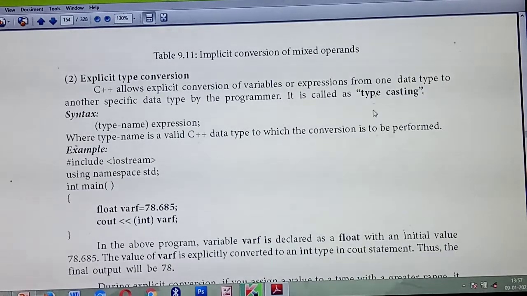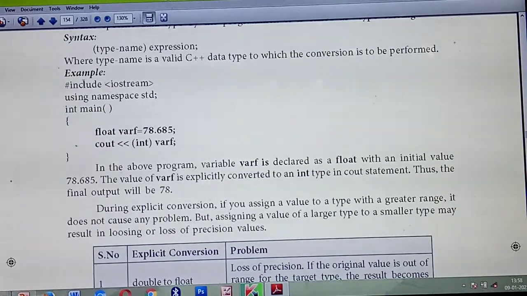The programmer is going to convert from one data type to the next data type. That process we call explicit conversion or typecasting. Very important question. See the syntax. How do you need to give it? First you should give the data type name, then the expression. The type name is given along with a valid data type, that is integer or float or anything. Understood?